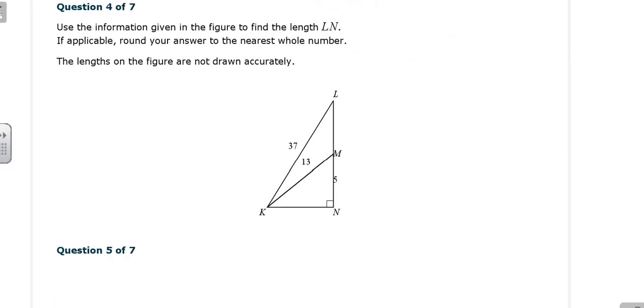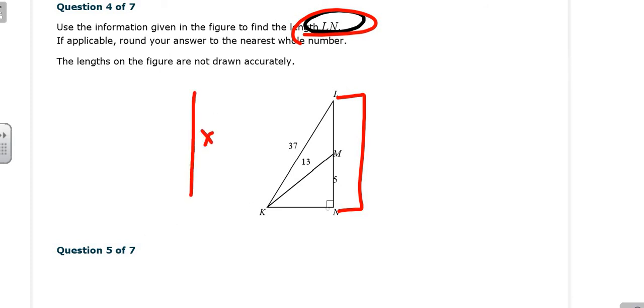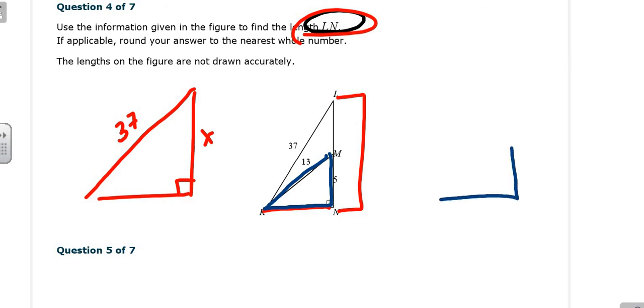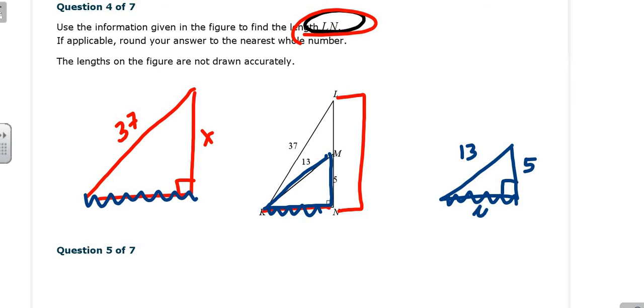This one, in the figure below, we want to find the length L to N. Always keep in mind what you're trying to find. We're trying to find this. Now, obviously, that's a right triangle, so I'm going to call that x. Problem is, we only have one side, 37. We always need 2 sides. So look what else you have here. We have a smaller blue triangle, 5 and 13, that if we solve for KN, that will give us another side we need to solve for x. So I'm going to call this y.